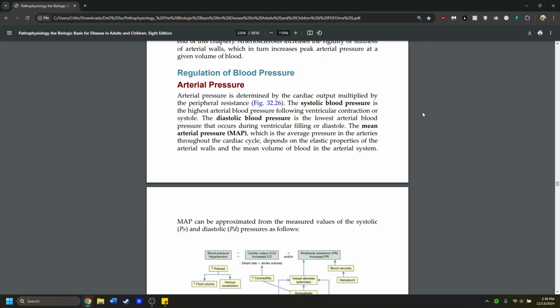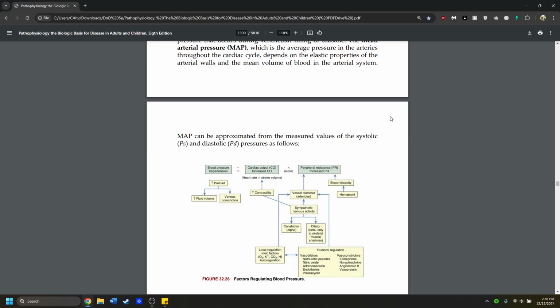The mean arterial pressure, which is the average pressure in the arteries throughout the cardiac cycle, depends on the elastic properties of the arterial wall and the mean volume of blood in the arterial system. Your mean arterial pressure can be approximated from the measured values of the systolic and diastolic pressures as follows.